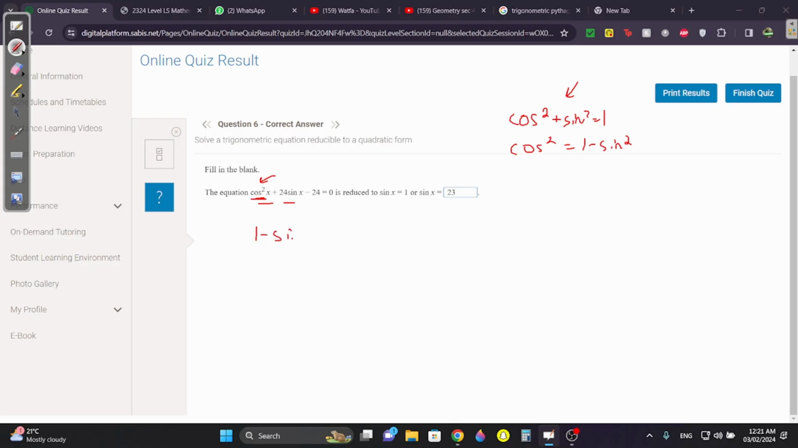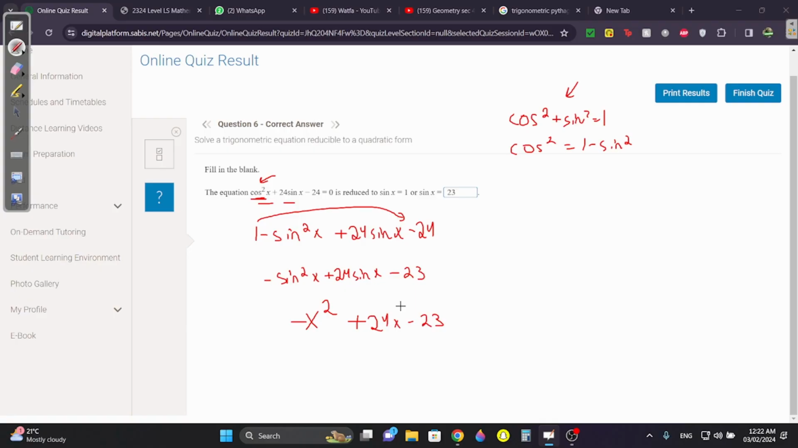So let's write it down. 1 minus sine squared x plus 24 sine x minus 24. We have 1 and minus 24. Simplify it. It will be minus sine squared x plus 24 sine x minus 23. It became minus 23 because minus 24 plus 1. Okay, clean it up. Factor out your sine and make it x, so this is minus x squared plus 24x minus 23. How do you factor this?